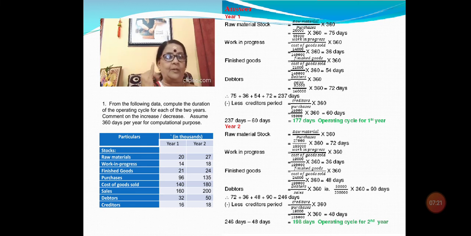So once again I will tell you, 75 days for stock turnover, 36 days for work in progress turnover, and 54 days for finished goods turnover, and debtors collection period is 72 days. And from this we have to deduct the creditors payment period, that is coming 60 days. Then you will get 177 days as the operating cycle of this particular firm for the first year. The second year you can do yourself, the same pattern. Okay, thank you.